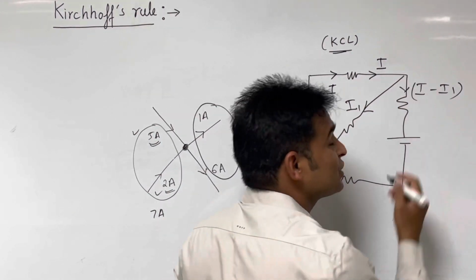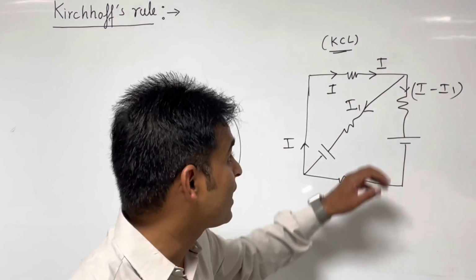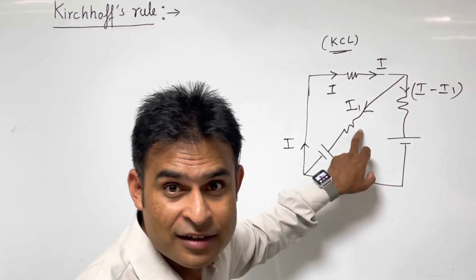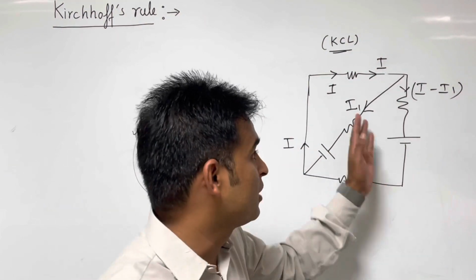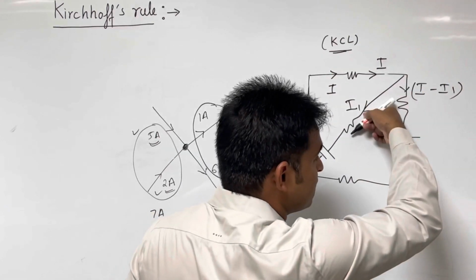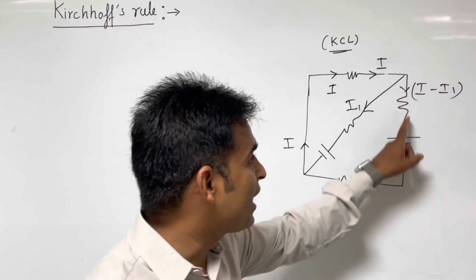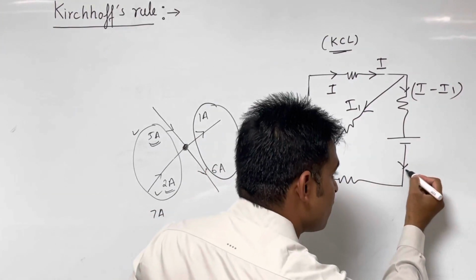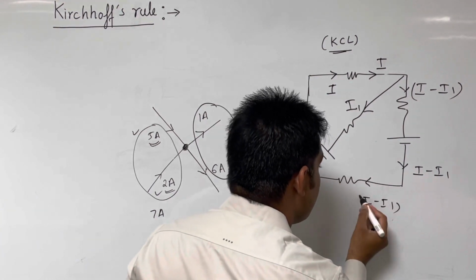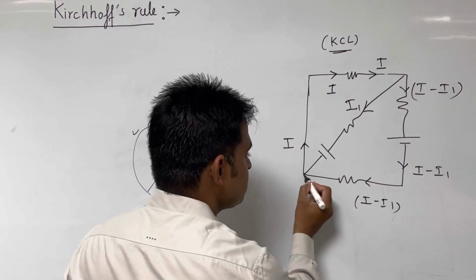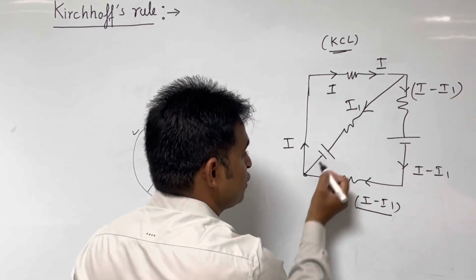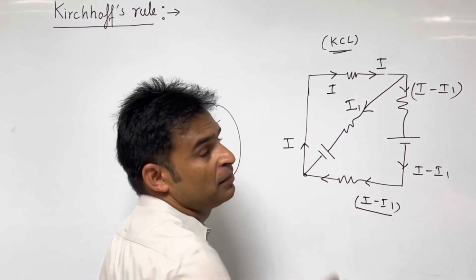Now I have applied KCL, Kirchhoff current law, the first law. Let's say 10 ampere current is flowing through this one and 2 ampere is going over here. So what is left out? What is remaining? Remaining will be 8 ampere. So if I is coming in and I1 is going in this branch, what is left out is I minus I1. So from this terminal, the current will be I minus I1 and this one will be I1. If you add these two, again it becomes I.